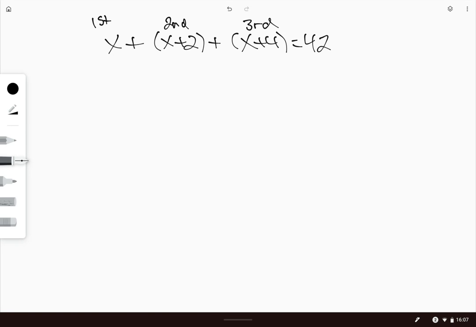All right, so same thing. I'm going to solve this like I would solve a normal multi-step equation. So I don't have anything to distribute, so I'll combine my like terms. So I have x, x, and x. So I have 3x. 2 plus 4 is 6. And all that equals 42.